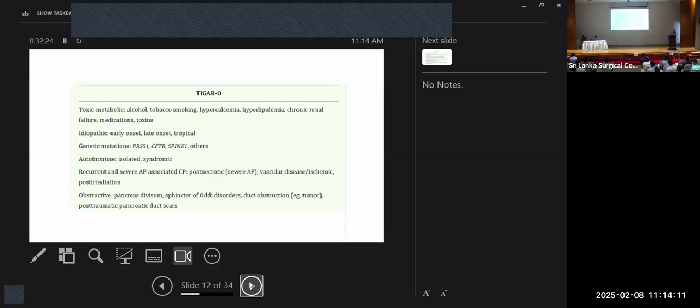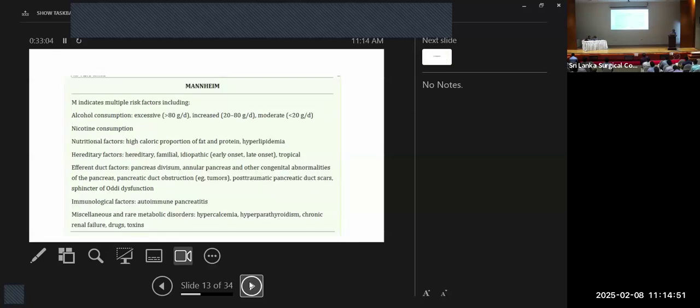There is one called TIGAR-O, that's a mnemonic. T stands for toxic and metabolic causes, I for idiopathic, G for genetic, A for autoimmune, R for recurrent, because if you have acute pancreatitis, that can damage the duct so much that you can get chronic pancreatitis after that, because there's fibrosis and things like that. And O is for obstructive, drainage problems in the duct due to tumors, pancreas divisum, sphincter of Oddi problems and things like that. So TIGAR-O is one way.